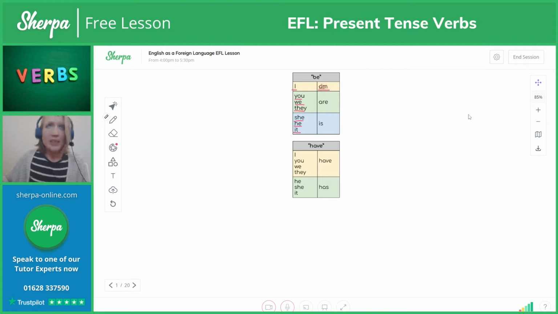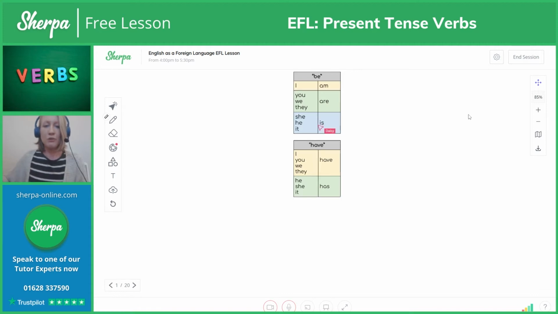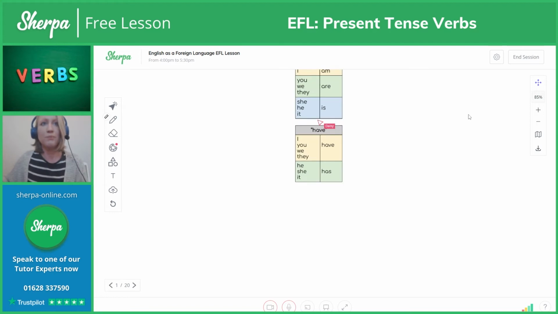The verb be is irregular, so it doesn't follow any kind of regular pattern. We have lots of irregular verbs in English. So you just have to learn the irregular verbs. But I really encourage you to learn this verb very well, the verb be. It's also important when we use the present continuous tense as well.